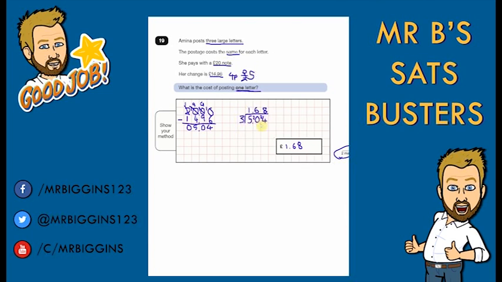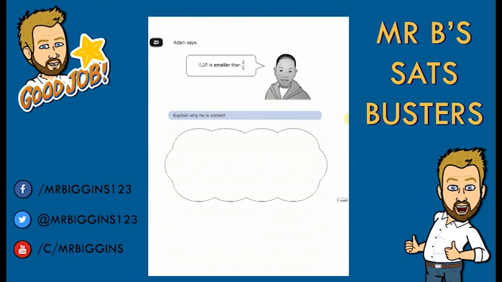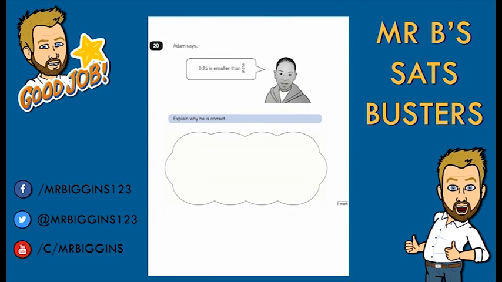£1.68. You get 2 marks for getting the right answer. If you were doing the right working out but got mixed up maybe on your division, or when you're carrying ones over, then you would get the 1 mark.